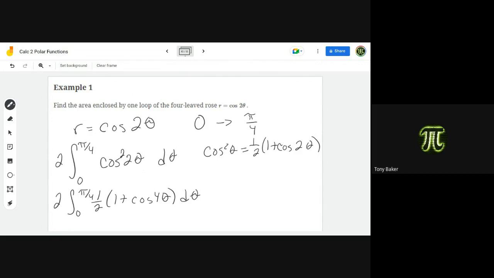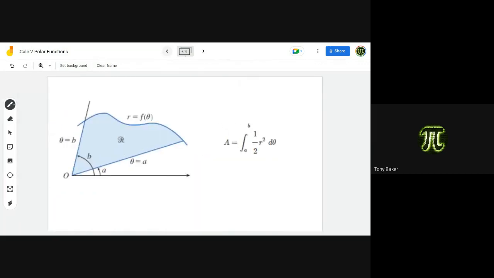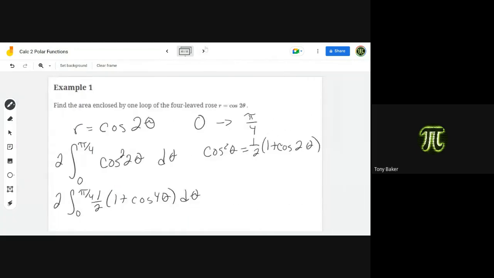Oh, I forgot that 1/2 when I wrote my equation. So I pull out the 1/2 and that 2 is gone. There we go. I'm like, I knew the answer.